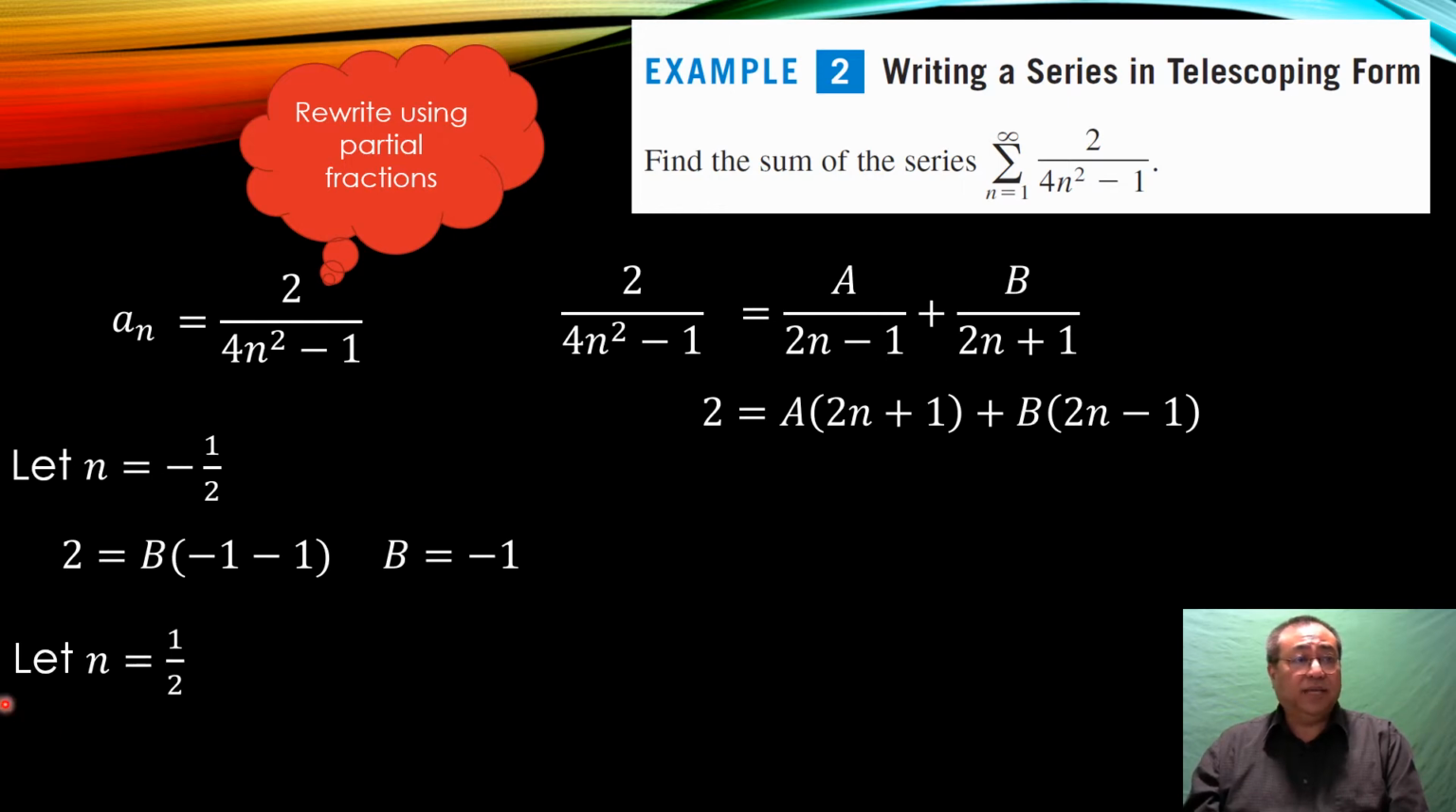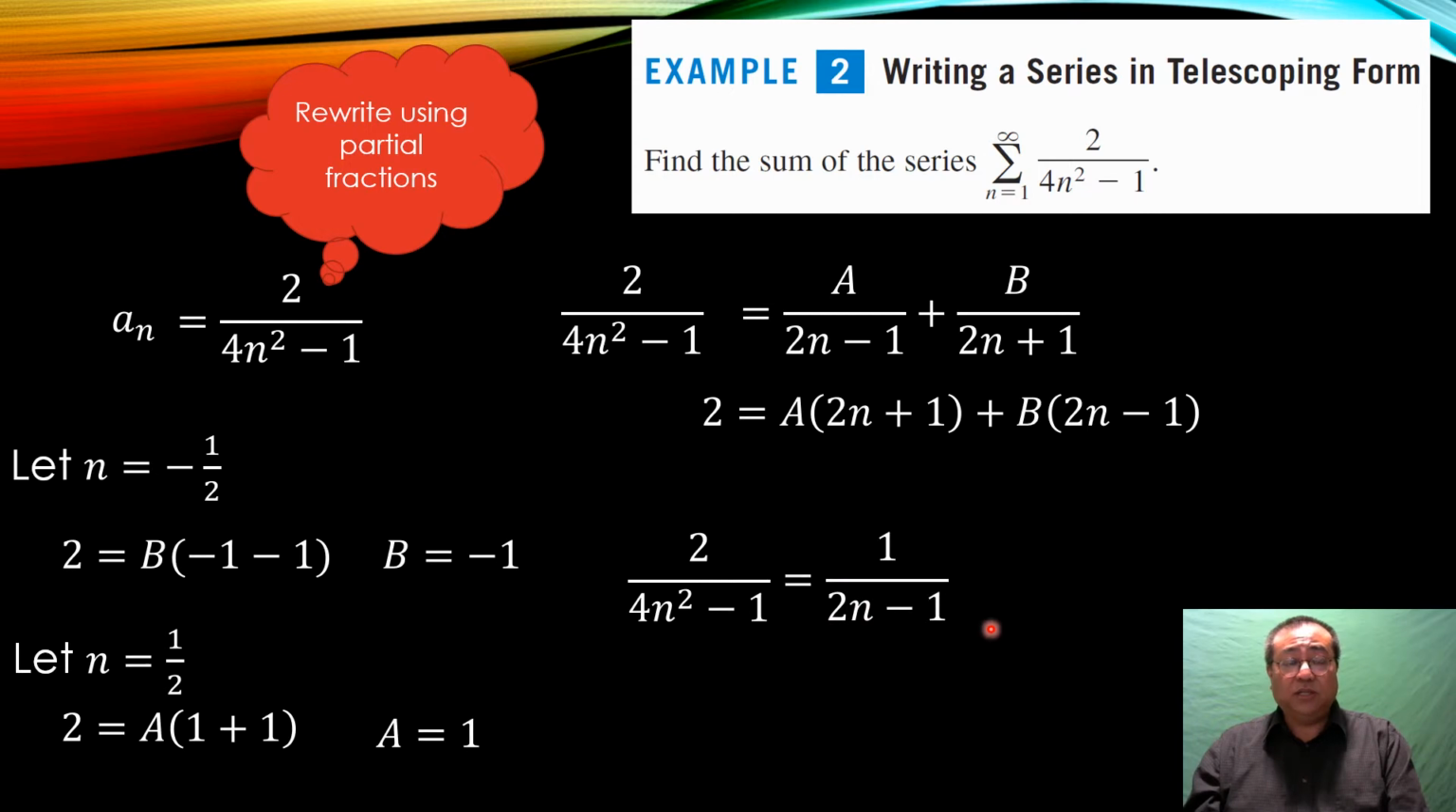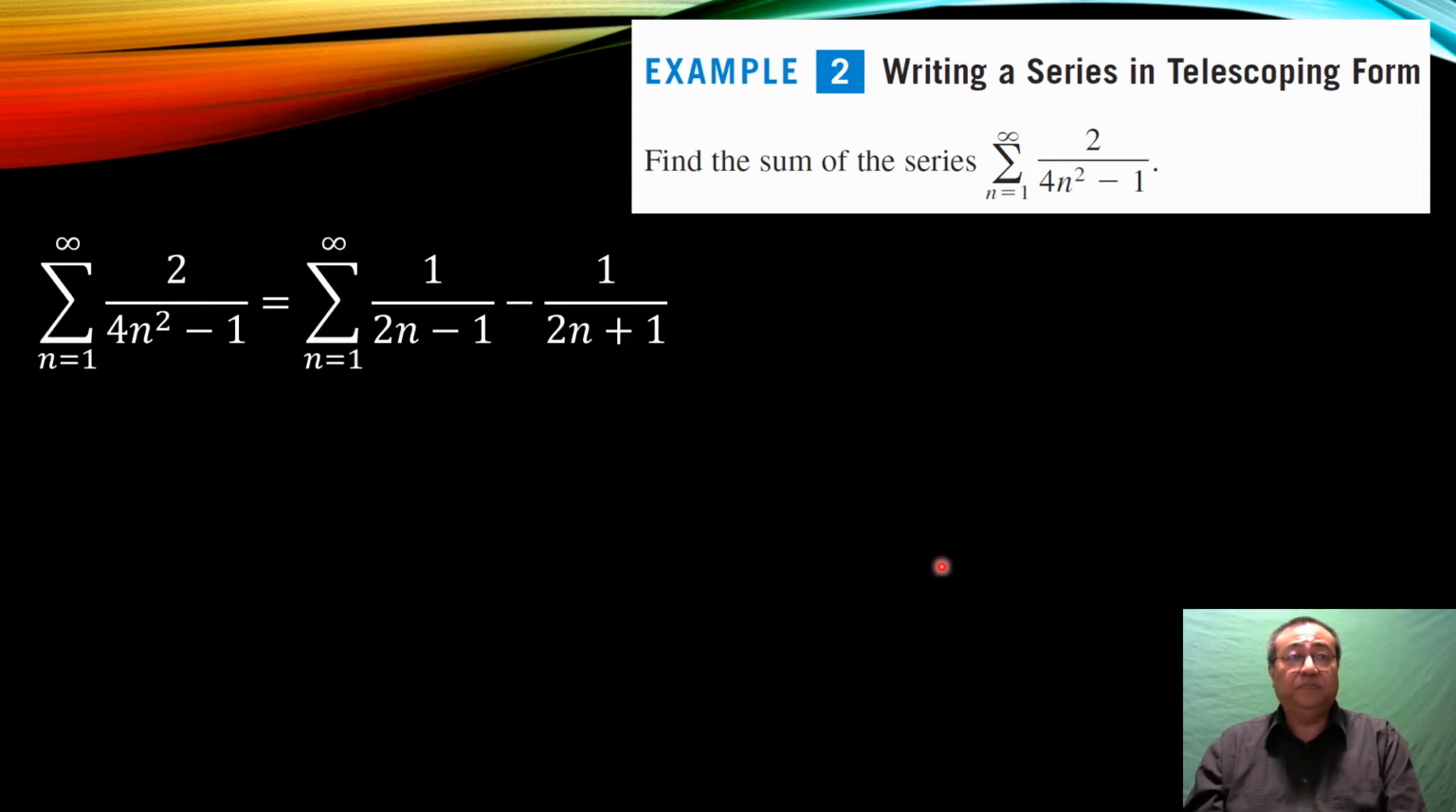Now, let n equal 1/2. We're going to wipe out the B, right? If I put 1/2 in here, 1/2 of 2 is 1, minus 1 is 0. So this B gets wiped out, but the A doesn't. Plug in the 1/2 there, you get 1 plus 1, because 1 plus 1 is 2. 2 equals 2A, so A equals 1. Take these values and substitute them in the rewrite. So A is positive 1, B is negative 1. So now we have this form.